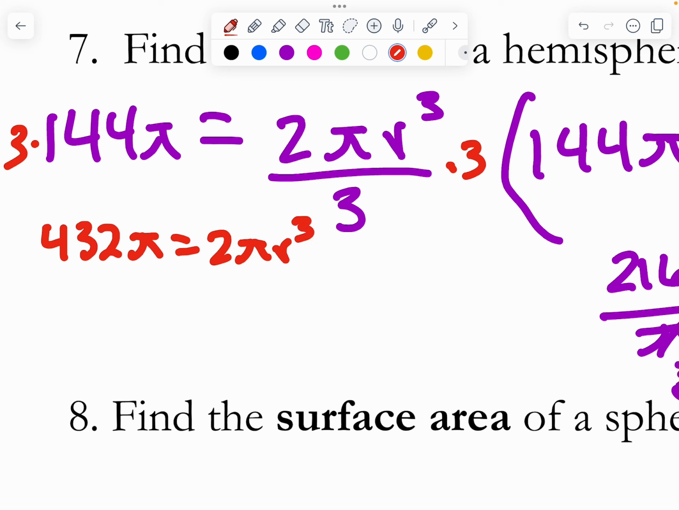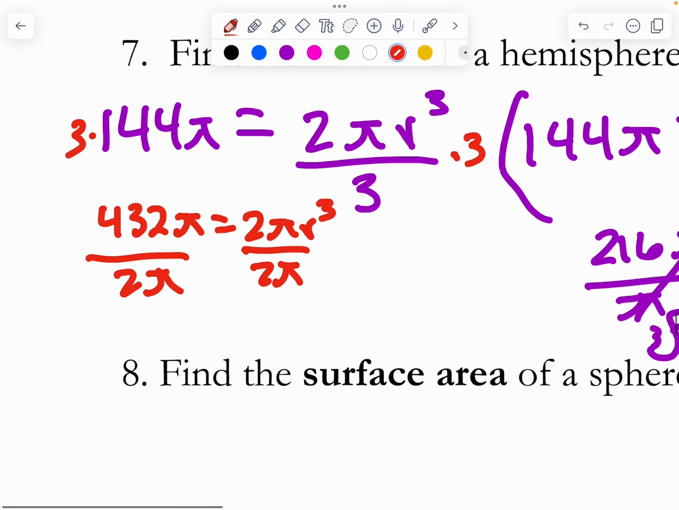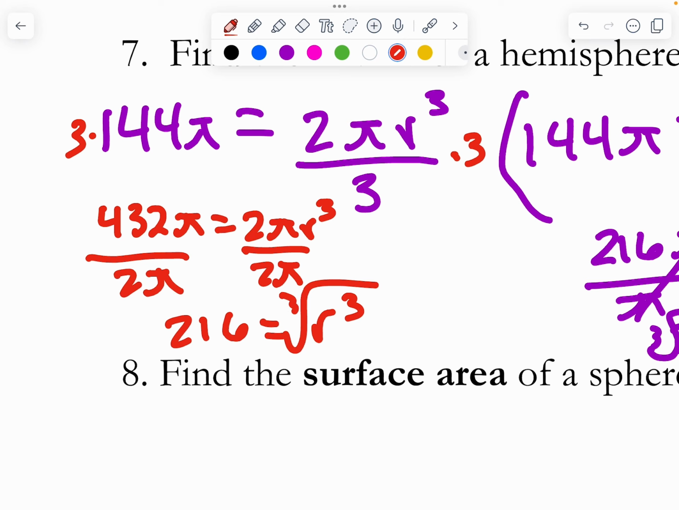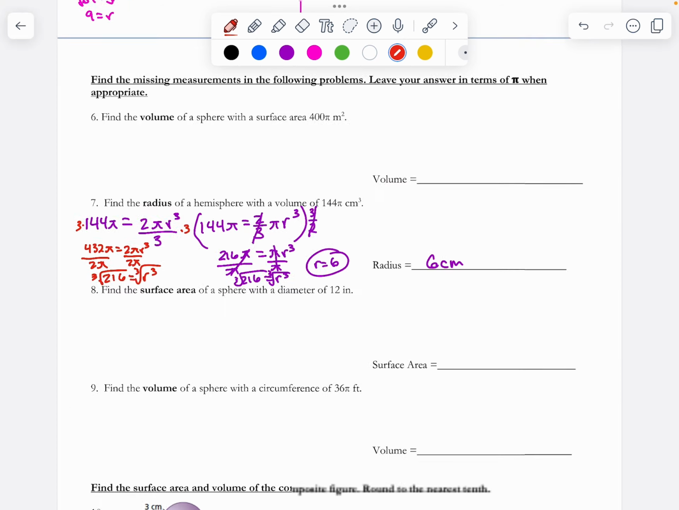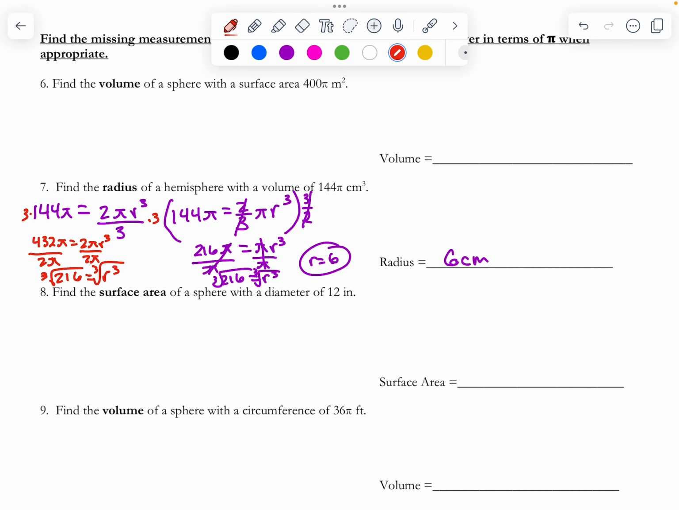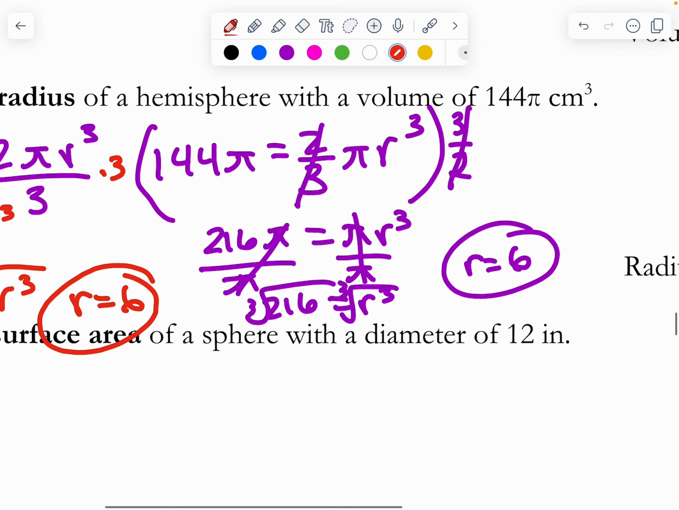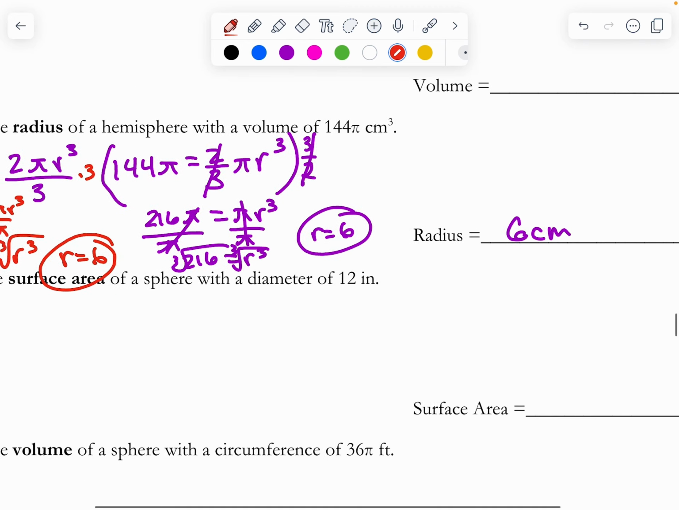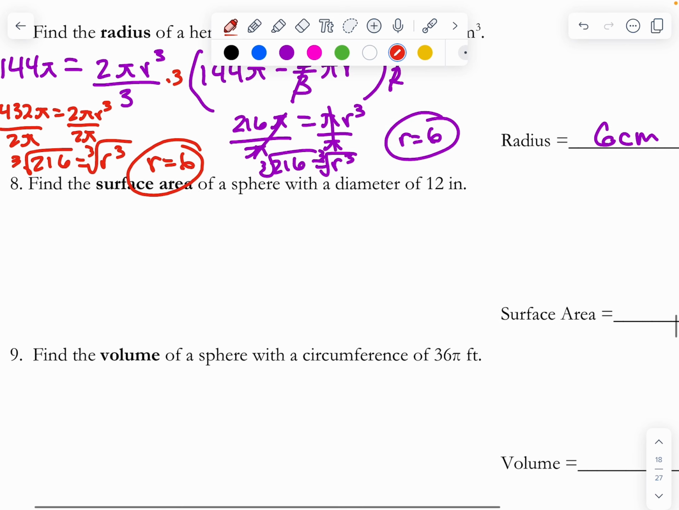And then we still have 2 pi r cubed. So now you can divide by 2 pi, and you'd end up getting the exact same answer, 216 equals r cubed, and then you just take the cube root from here, getting 6. So you can do it both ways. It doesn't matter which way you do it. This is the faster way, but I know sometimes students get freaked out with the reciprocal, right? But you can get the same answer.